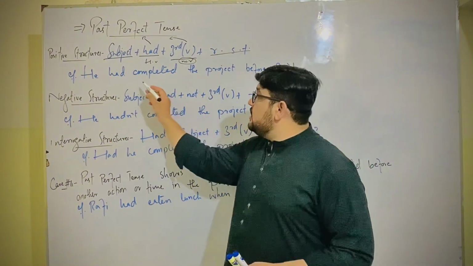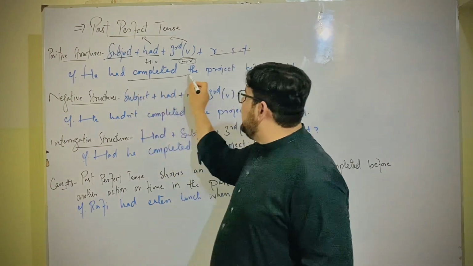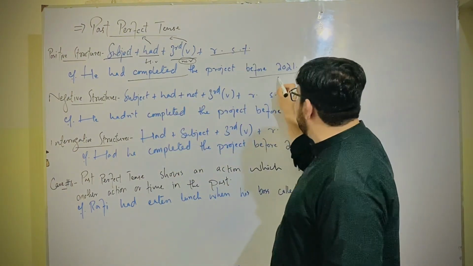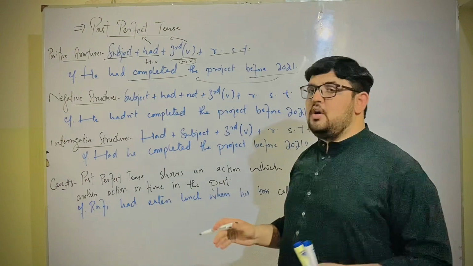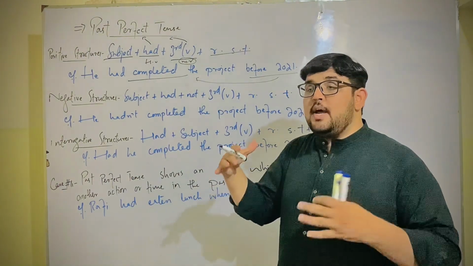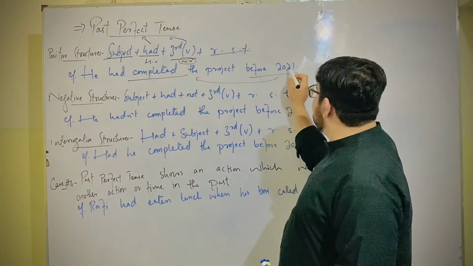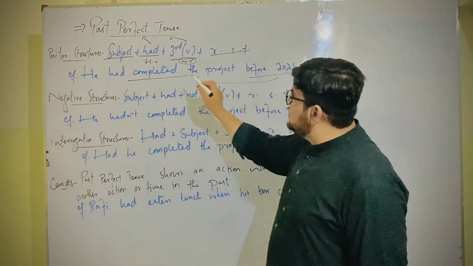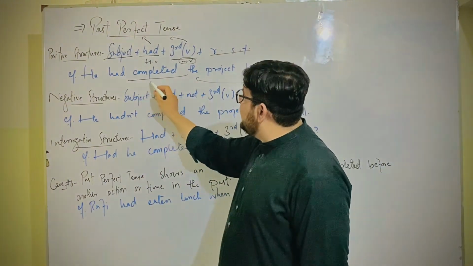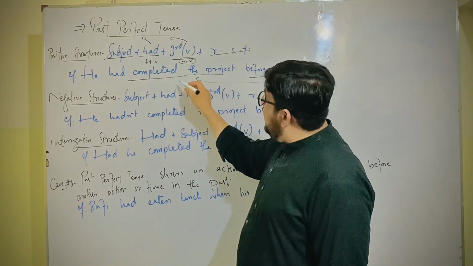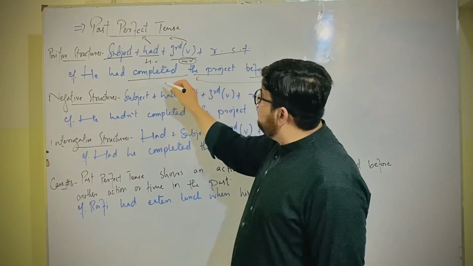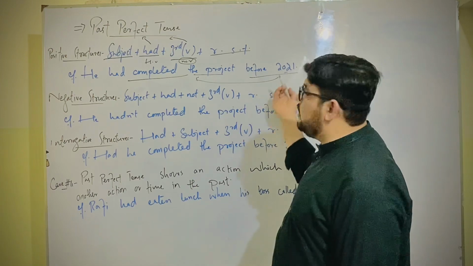So, the project, look, one action has been completed before another action or time in the past. Both the actions are in the past. One action and the other one is either an action or time. And in this case, we have a time. It means he had completed the project. The action, project, has been completed before 2021, which is a time.